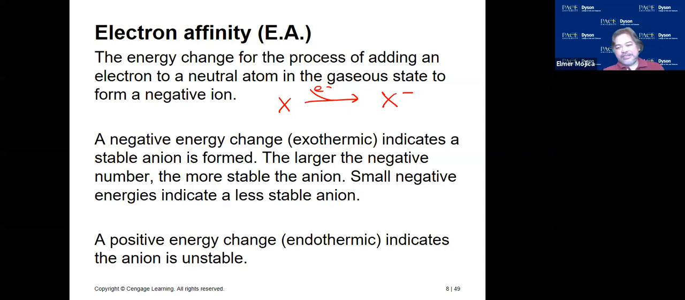So electron affinity is a little bit complicated, but you can still put a generalization in terms of the trend. Why is it a little bit complicated? Because you might have a negative and a positive energy change. A negative energy change means an exothermic reaction, and a stable anion is formed. So the larger the negative number, the more stable the anion. Small negative energies indicate a less stable anion. You can also have a positive energy change, which indicates the anion is unstable.